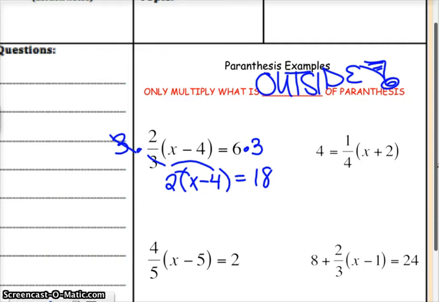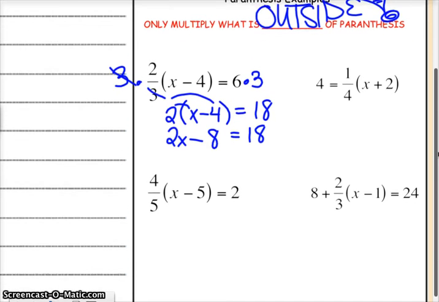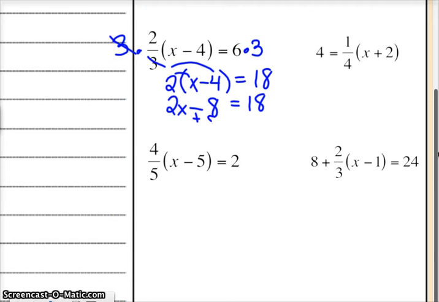Distribute. We've done this. When you distribute, you multiply. 2 times x is 2x. 2 times 4 is 8, so 2x minus 8 equals 18. Plus 8. 2x equals 36. And I just happen to know by heart that half of 36 is 18. You can use your calc for assistance on that.